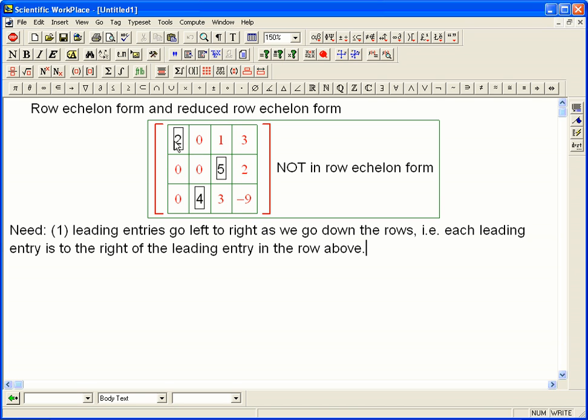Remember, for leading entries, you have to look for the first non-zero entry. It's not always just down the diagonal. This one here is not a leading entry. It's not a pivot. A zero can never, ever, ever be a pivot. Okay. The other condition is a little bit more minor.